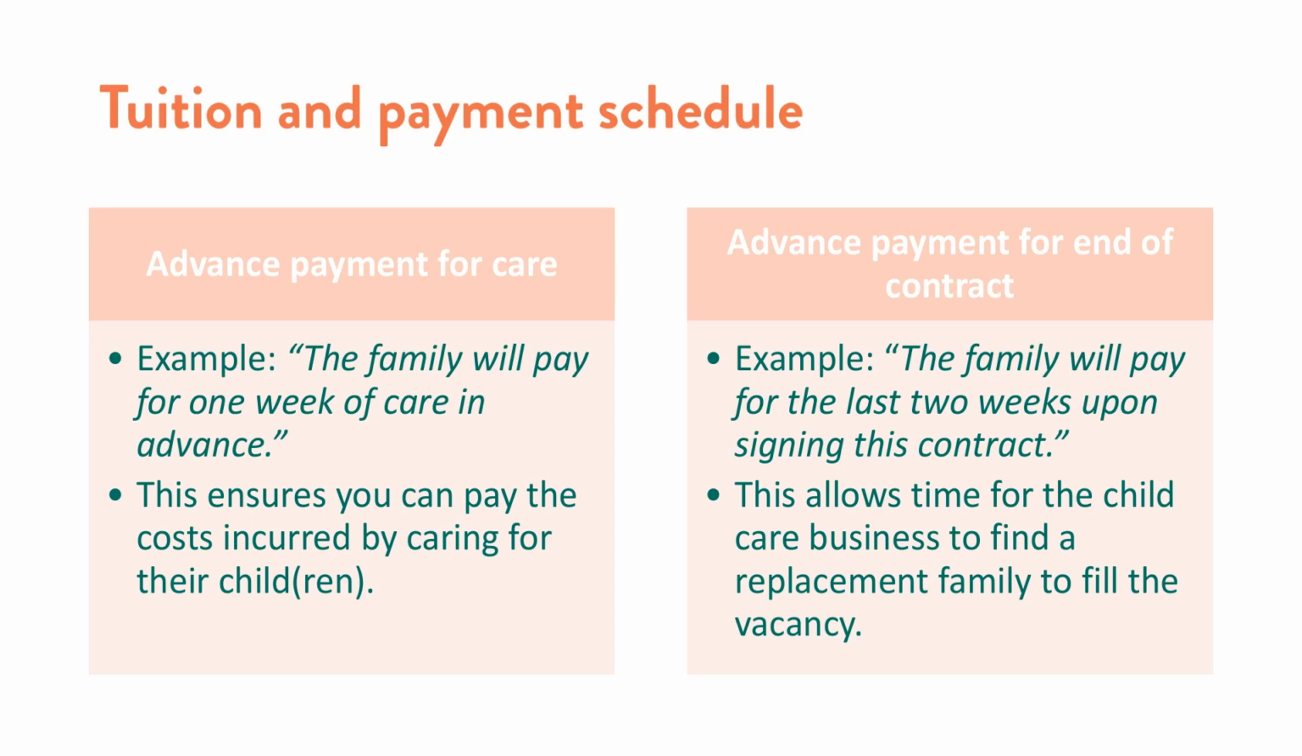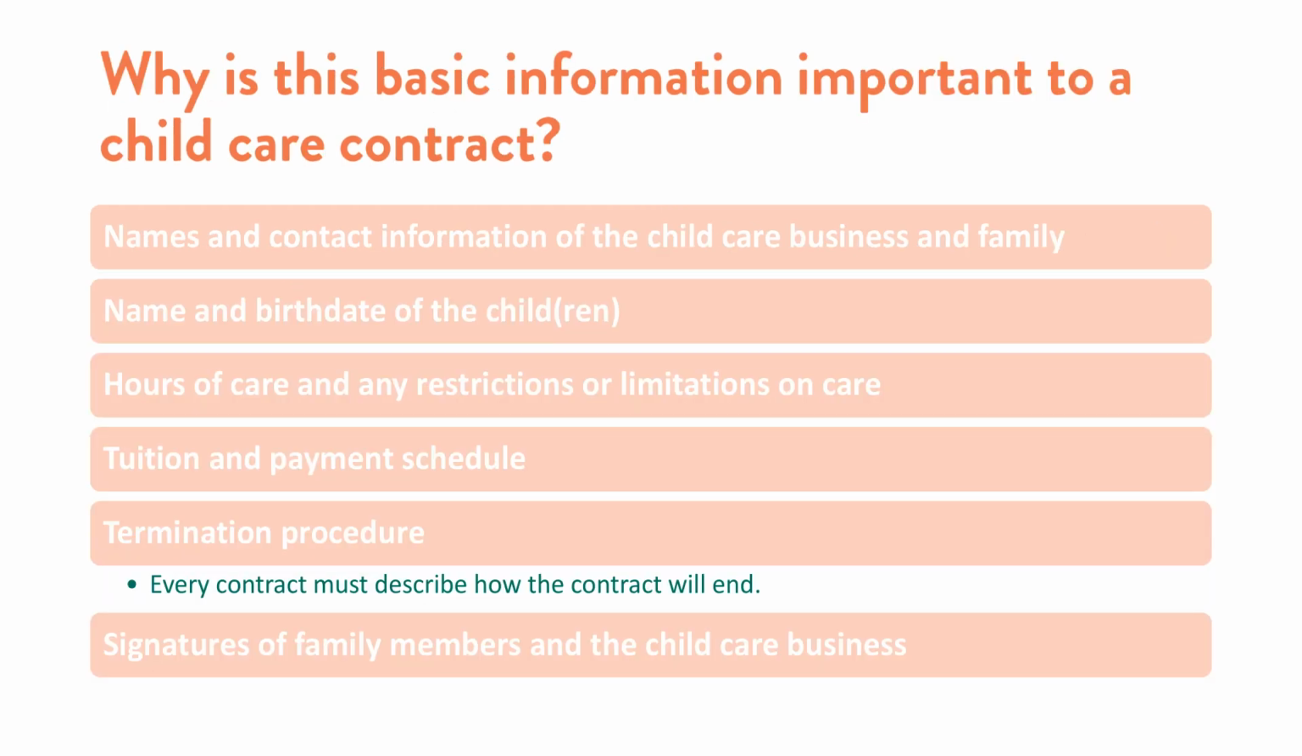However, sometimes families do not give that 2-week notice, and other times the business may need to end the care arrangement more quickly. By requesting payment upon signature for 2 weeks, or whatever timeframe makes the most sense for your business, you can more easily sustain a sudden vacancy until another family can take the place. Termination procedure. Every contract must describe how the contract will end. The contract should explicitly state how the family should end the contract and describe how you will end the contract. Include language that you may end the contract at will, which allows you the flexibility to terminate the contract when, or if, you need to do so.